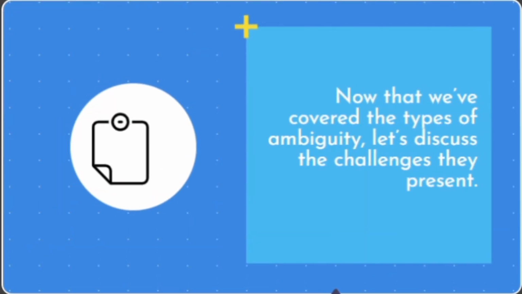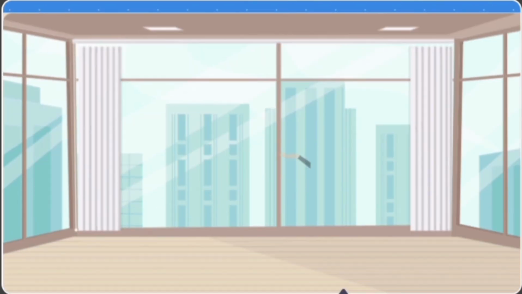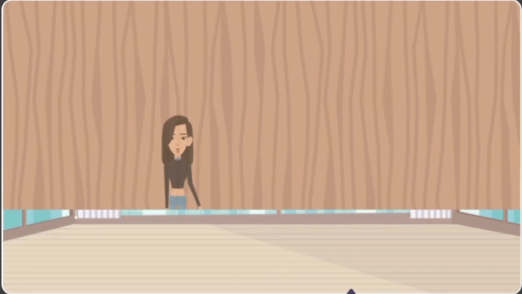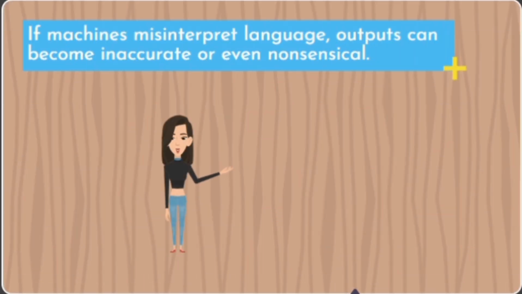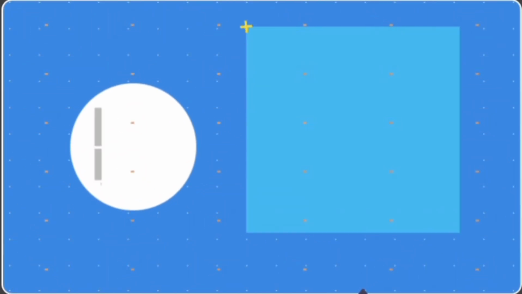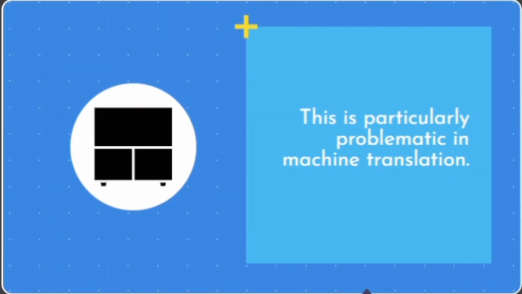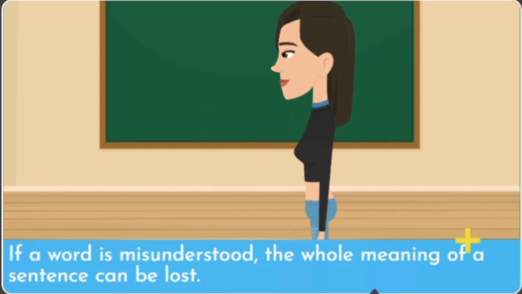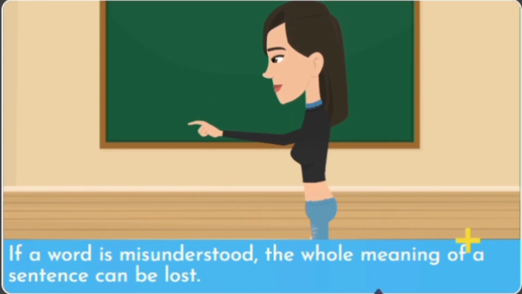Now that we've covered the types of ambiguity, let's discuss the challenges they present. Ambiguity resolution is a significant challenge in NLP. If machines misinterpret language, outputs can become inaccurate or even nonsensical. This is particularly problematic in machine translation. If a word is misunderstood, the whole meaning of a sentence can be lost.